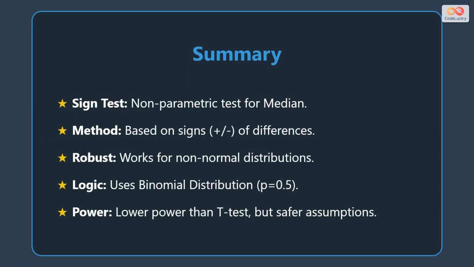To summarize, the sign test is a versatile non-parametric tool for testing the median. It relies simply on plus and minus signs, making it incredibly robust against outliers and non-normal distributions, even though it sacrifices a bit of statistical power compared to the t-test. It is a great tool to have in your statistical toolkit.